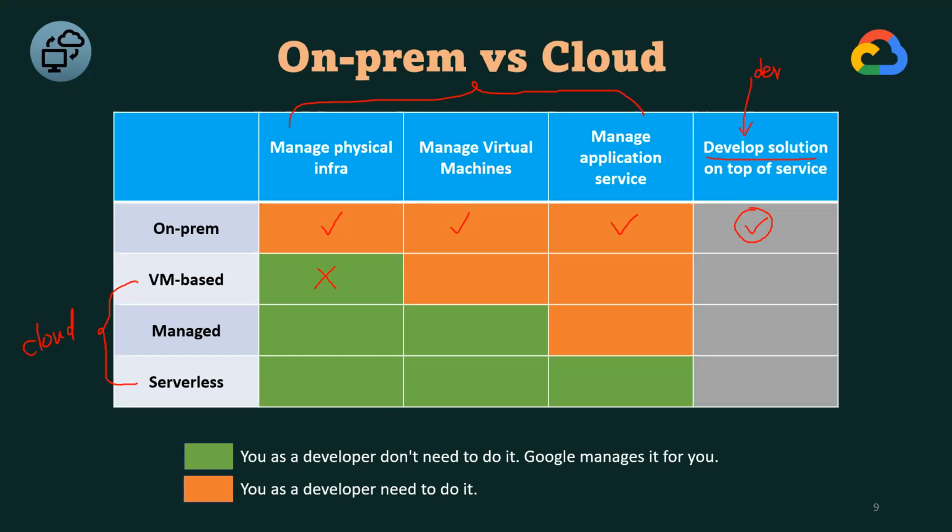Then you have to take care of your virtual machines, installation and platform configuration. Then you can go for the development or deployment of your solution. So here you have to take care of all four things. Your organization has to take care of all of these things. If you opted for this model, you have to take care of only three things.